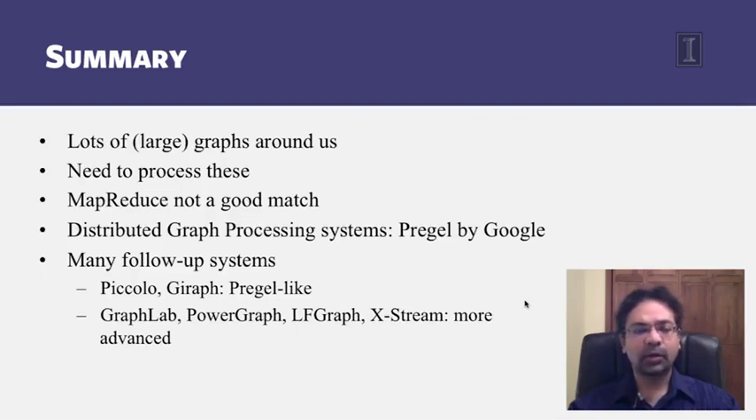Instead, we want to use distributed graph processing systems such as Pregel by Google, or their offshoots, including open source systems like Piccolo and Giraph, which are very much Pregel-like in their implementation, or other systems that are much faster than Pregel, including GraphLab, PowerGraph, LFGraph, and Extreme. These are systems that have come out of research projects in the last few years, and some of these are open source, and they're being used increasingly in order to process graphs in clusters.